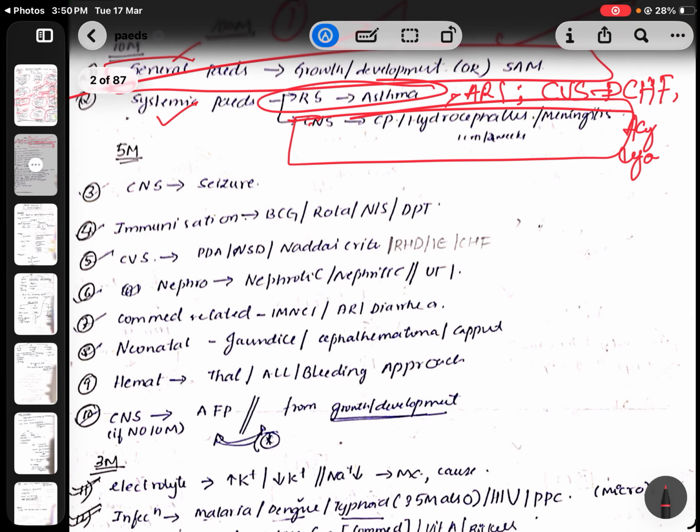Okay, next coming to the CNS part, it depends on what was asked as the 10 marker. You might expect a seizure question, or you might also expect a febrile seizures question. You can expect a case of meningitis also. You can expect a case of CP also. You can expect a case of hydrocephalus also. So what is the core idea?